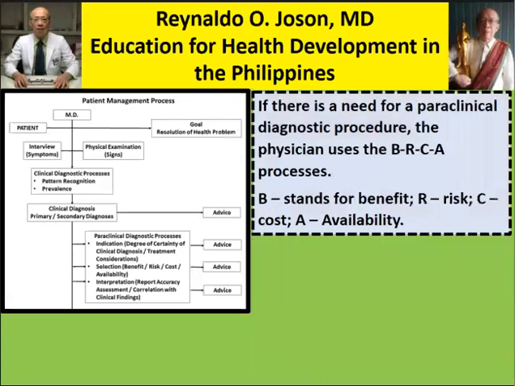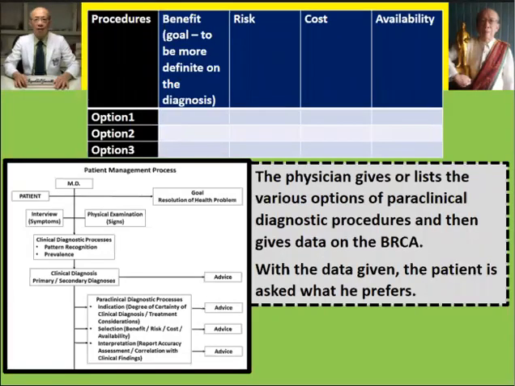If there is a need for a paraclinical diagnostic procedure, the physician uses the BRCA processes. B stands for benefit, R for risk, C for cost, and A for availability. The physician lists the various options of paraclinical diagnostic procedures and then gives the data on the BRCA. With the data given, the patient is asked what he prefers.